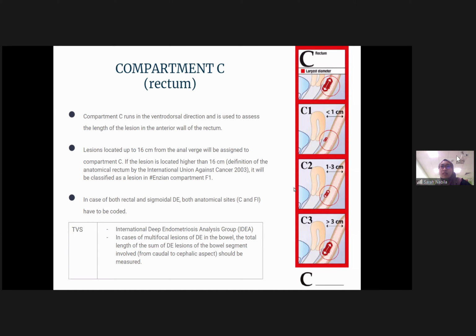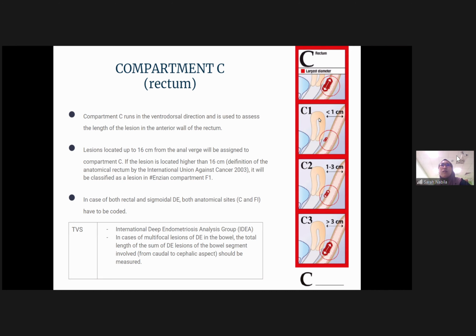The classification is according to the IDEA group, and the sum of the lesions is measured. So the grading is according to the sum of the lesions: less than 1 centimeter, 1 to 3 centimeters, and more than 3 centimeters.